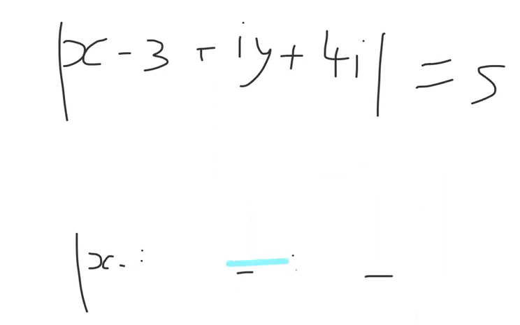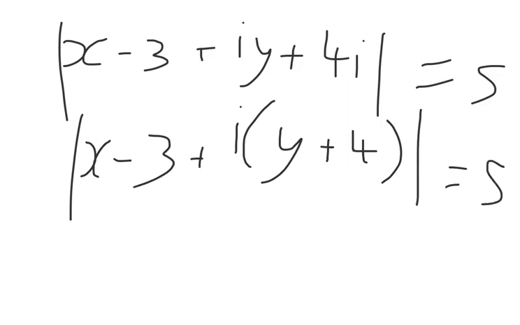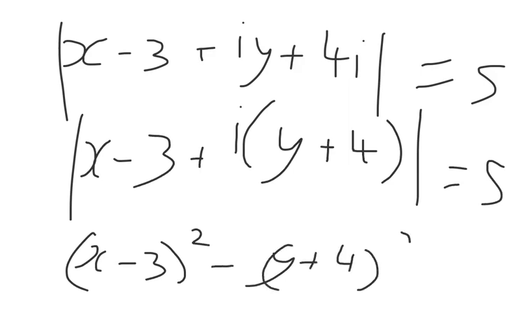Now, here's where it gets fancy. We can factorize out the i's on this side. So i(y plus 4), x minus 3, equals 5. And since i equals root minus 1, if we square it, it becomes minus 1. So x minus 3, we're squaring the whole equation by the way, minus y plus 4 squared equals 25. Now you probably just realized this is the equation of a circle.